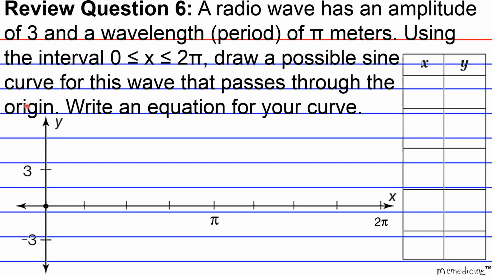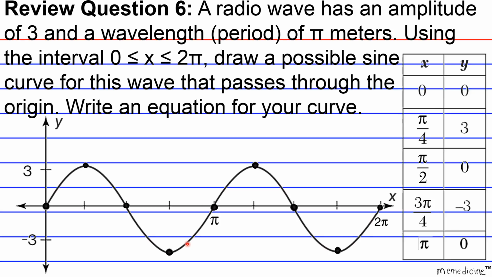All right, so let's continue. We're going to do 0, 0; pi over 4, 3; pi over 2, 0; 3 pi over 4, -3; and pi, 0. Then we're going to do a second cycle, okay? All right, that's not so bad. Now we're going to connect the points in a smooth curve, like so.